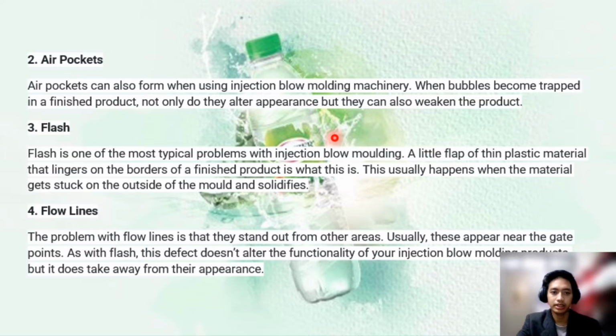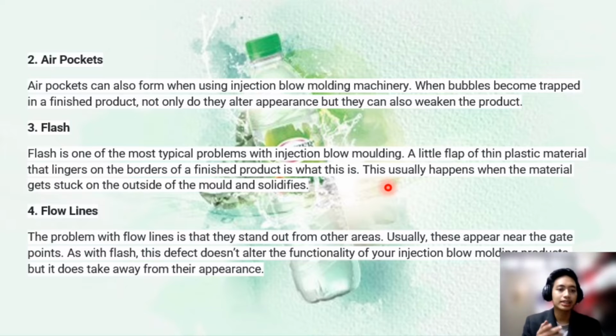Flash is the most typical problem in injection blow molding. It is a little flap of thin plastic material that lingers on the borders of a finished product. This usually happens when the material gets stuck on the outside of the mold and solidifies.